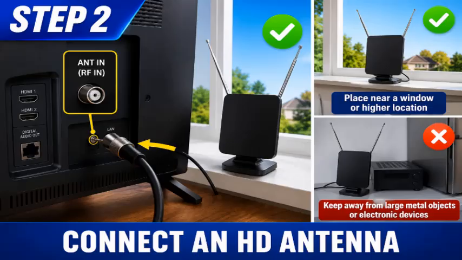Second step is connect an HD antenna. An HD antenna lets you receive free local broadcast channels such as ABC, CBS and more, and connect the antenna cable at the ANT in or RF input in the back of your TV. Place the antenna near a window or a higher location. Keep it away from the large metal objects or electronic devices that may cause interference.